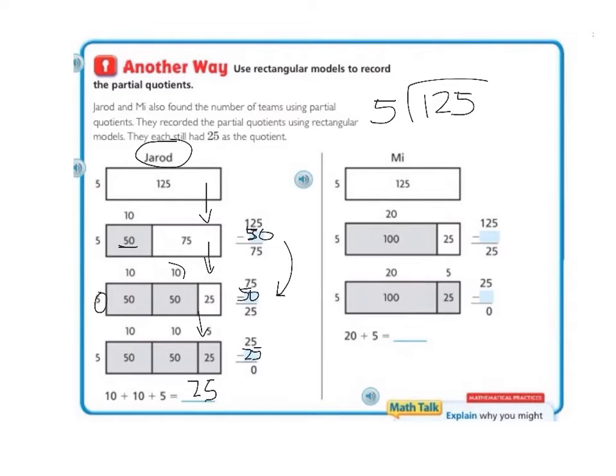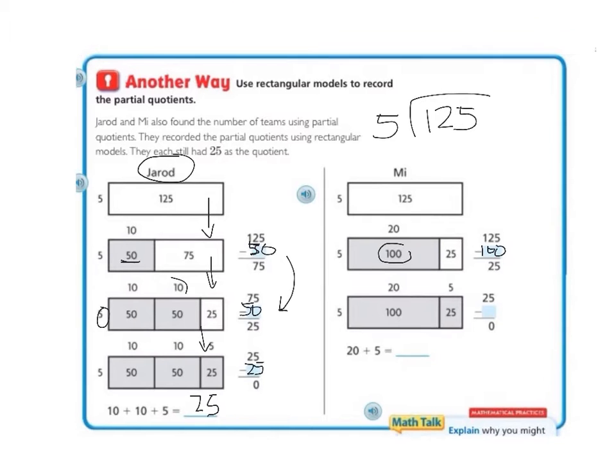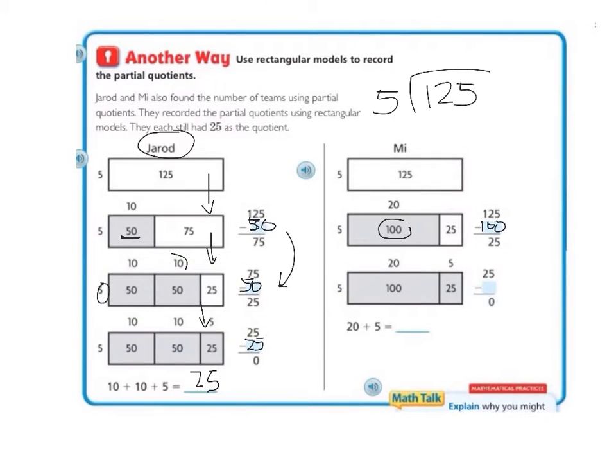But we also have Mei. And Mei is going to divide in a different way. Instead of taking two groups of 50, she's going to take a group of 100. She's going to say 5 times 20 is 100. So then I'm going to subtract out 100. 125 minus 100 is 25.